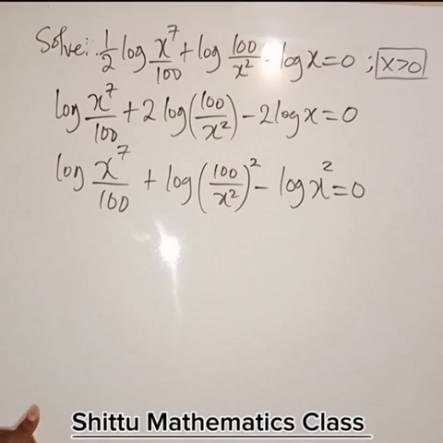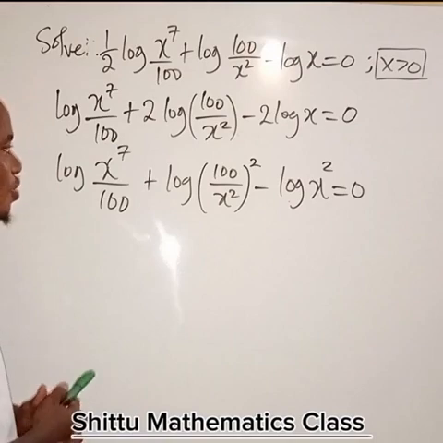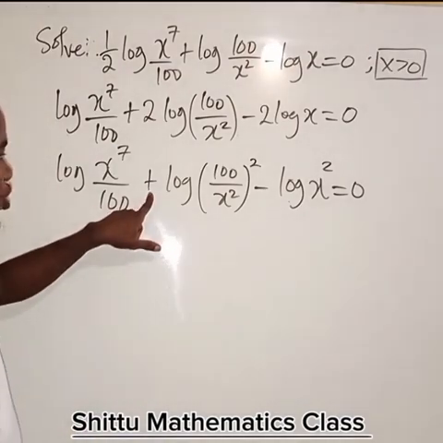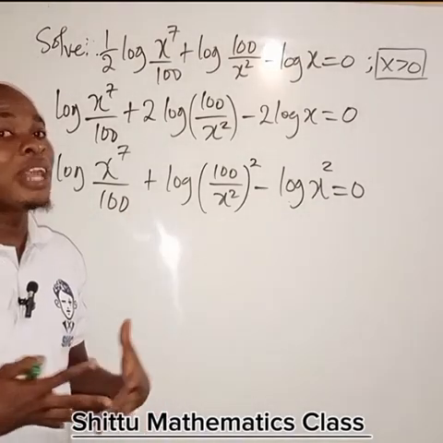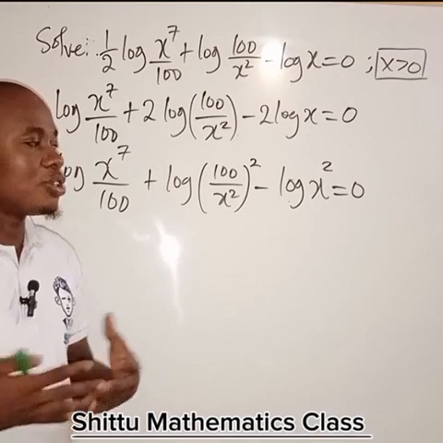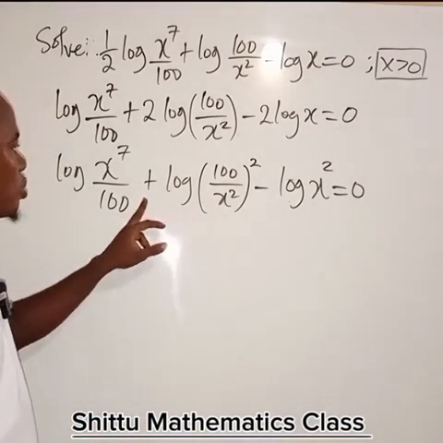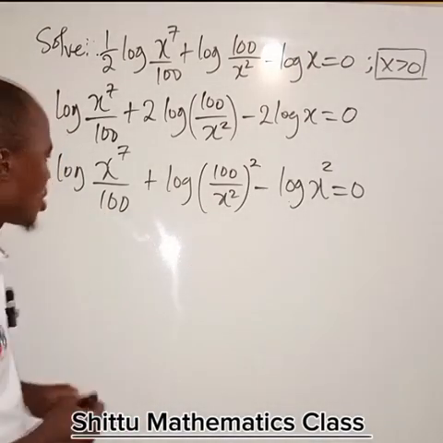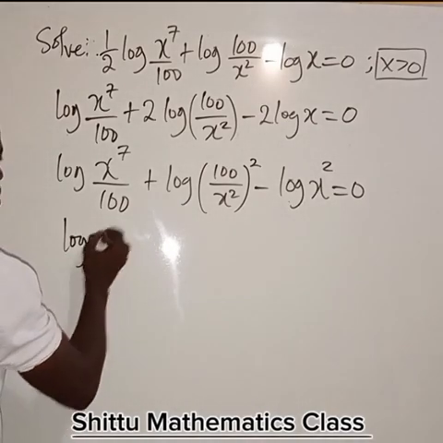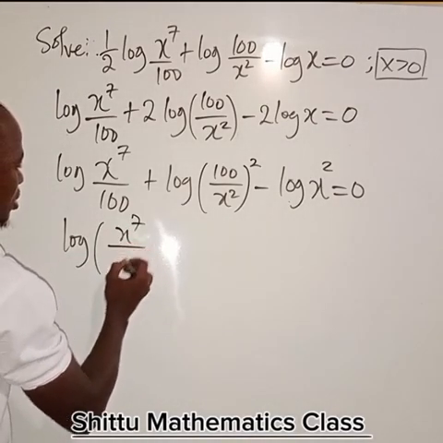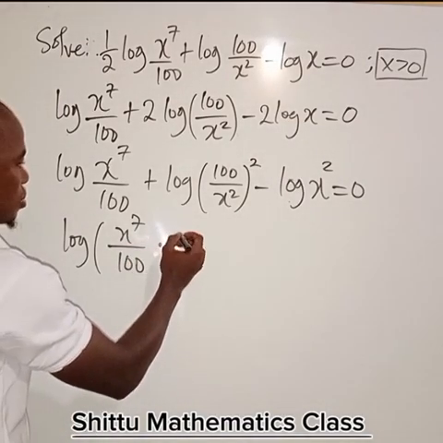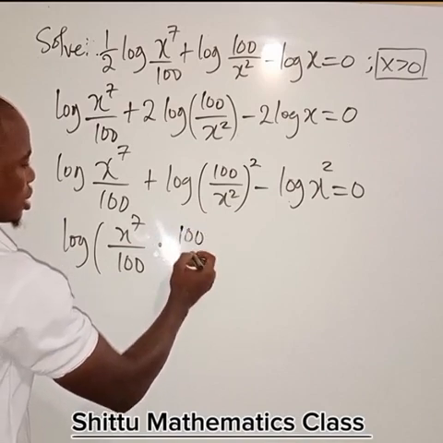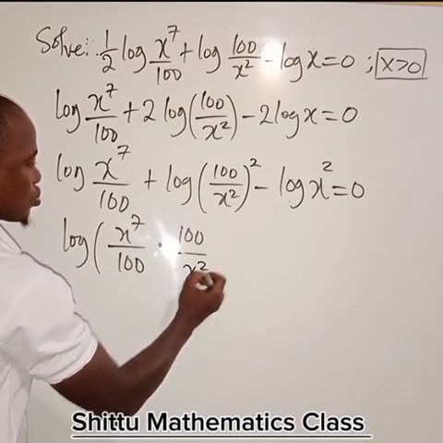Now from here, the next thing we are going to do is, we are now going to apply the law of what? Of logarithm. You see that we have addition here, and don't forget that they are of the same base, so therefore we can apply the law, be it multiplication or division. But here we are going to apply multiplication for the first and the second term here. So this is going to be log x to the power 7 divided by 100, then multiply by, multiplication is dot, 100 divided by x squared.